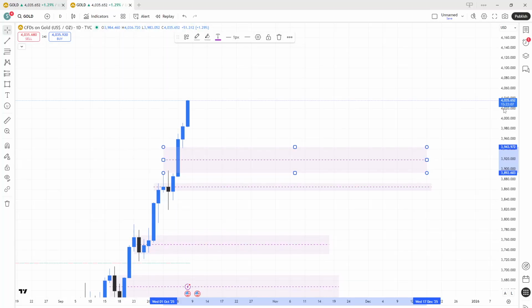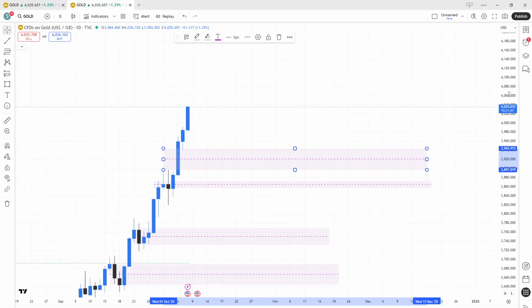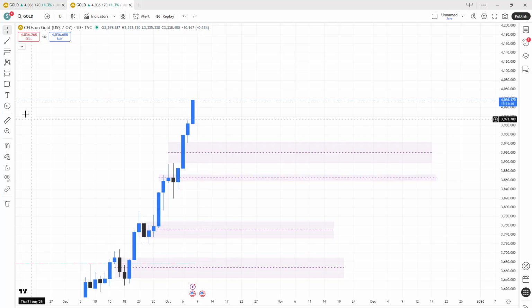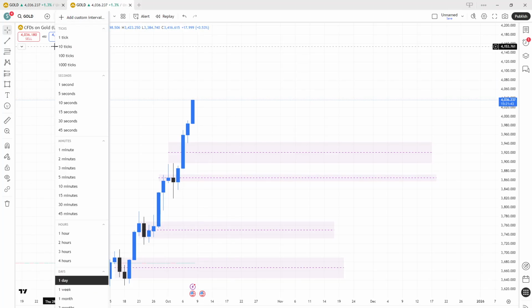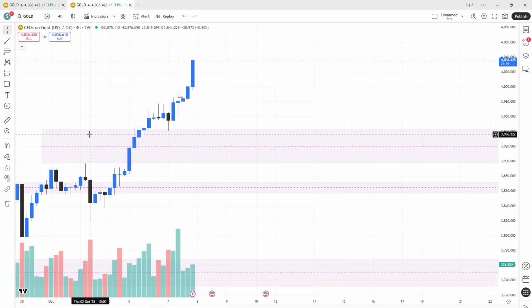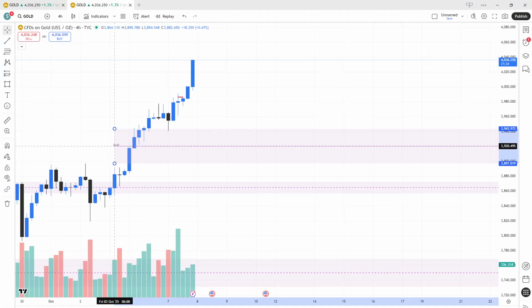So what happens at a price inefficiency? Usually price will come back and fill this area up, right? But again, trading is the show of patience. So it's just a matter of time, right? Time, price, and time. So when we dive in a little further, let's go to the 4-hour. We did see that this price inefficiency did create an opportunity for us to come into the trade, right?